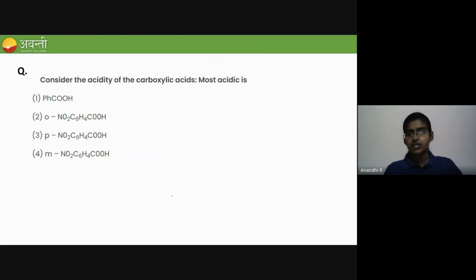We'll do a question, okay? Consider the acidity of the carboxylic acids, the most acidic is. So this is one of the previous year JEE questions. What we have to do is find out the most acidic carboxylic acid given in the 4 options. I will give you 10 to 15 seconds.